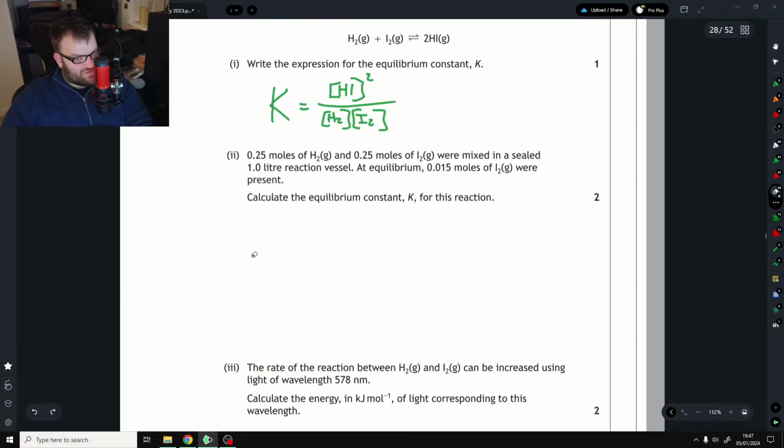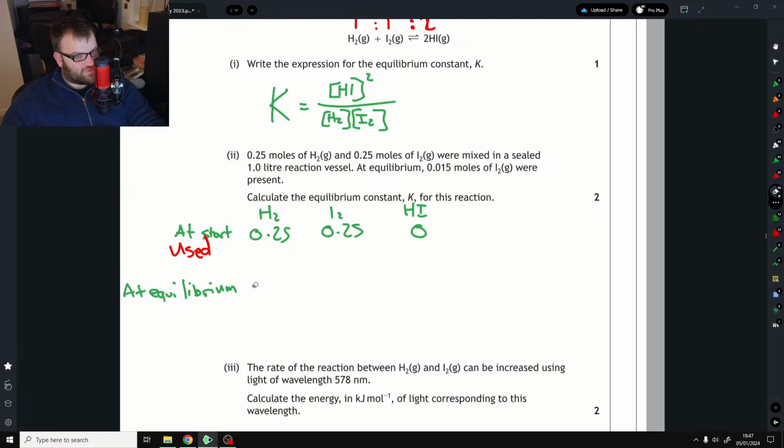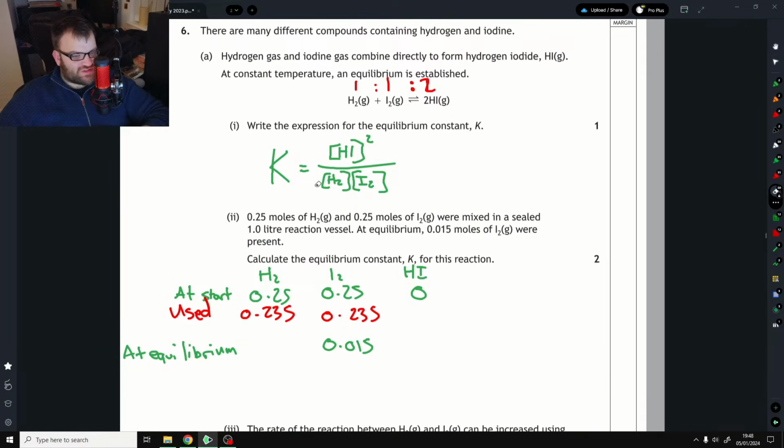We've got a few pieces of information. The question says that we've got 0.25 of the 2 reactants. We would have none of our product. At equilibrium, we've got 0.015 moles of the iodine. This means we must have used the difference between them, 0.235. It's a 1-to-1 ratio. We must have used the same number of moles of the hydrogen.